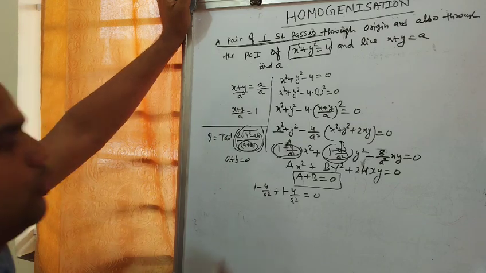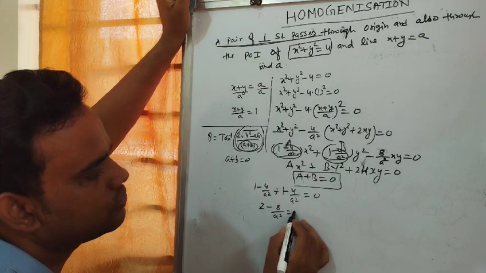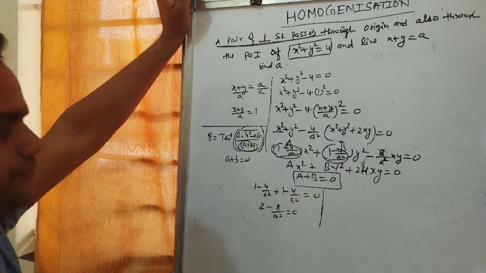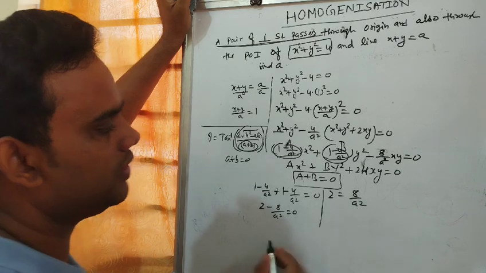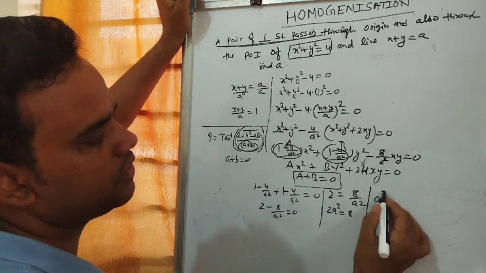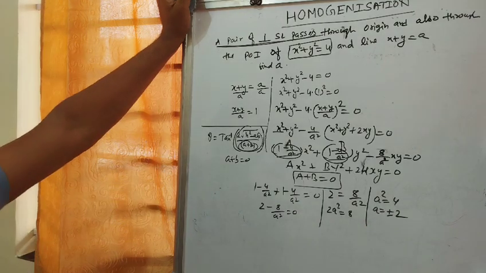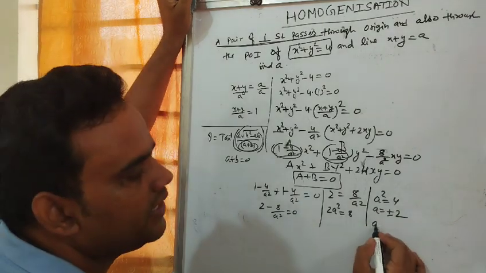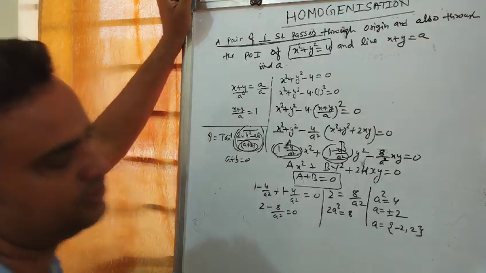Now what do we do here? 1 plus 1 is 2, minus 8 by a square equals 0, or 2 equals 8 by a square. Cross multiply: 2a square equals 8. So a square equals 4, so a equals plus or minus 2. So we found the a value. So a has possible values minus 2, 2. Thank you so much.